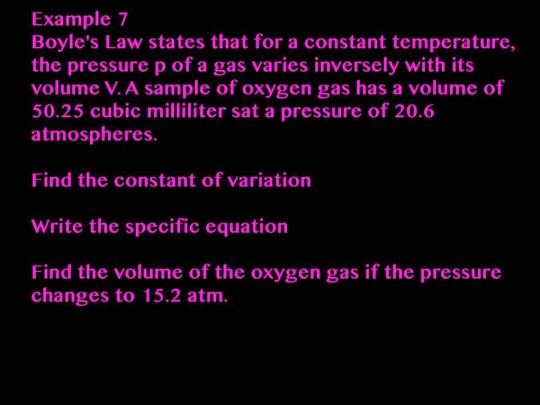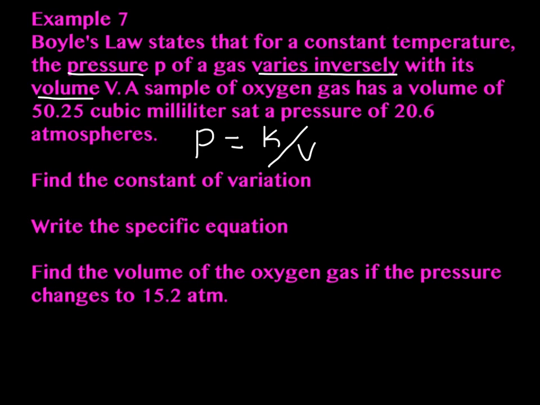All right, one more example, this time a word problem. Boyle's law states that for a constant temperature, the pressure P of a gas varies inversely with its volume V. A sample of oxygen gas has a volume of 50.25 cubic milliliters at a pressure of 20.6 atmospheres. Sorry for the typo. Find the constant of variation. All right, so it says the pressure varies inversely with its volume. So I'm going to write P equals, inversely would be k divided by the volume. And we need to know what is that constant.